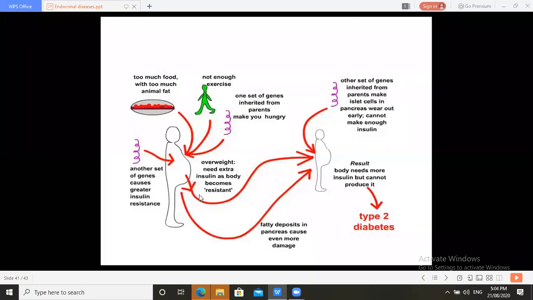Then fatigue. Blurred vision. Blurred vision comes under the complications, and it is due to glaucoma or cataract.